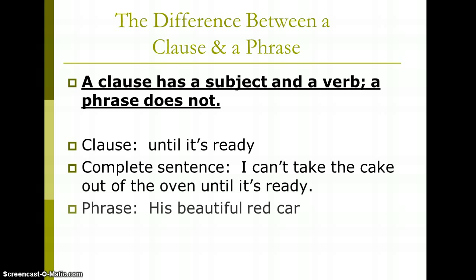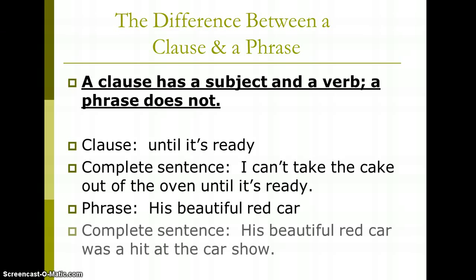Here's a phrase. His beautiful red car. Now that might conjure up all kinds of pictures in your mind, but it's not a complete sentence. There's no verb there. His beautiful red car was a hit at the car show. Now we've got a verb. Now we've got complete sentences.